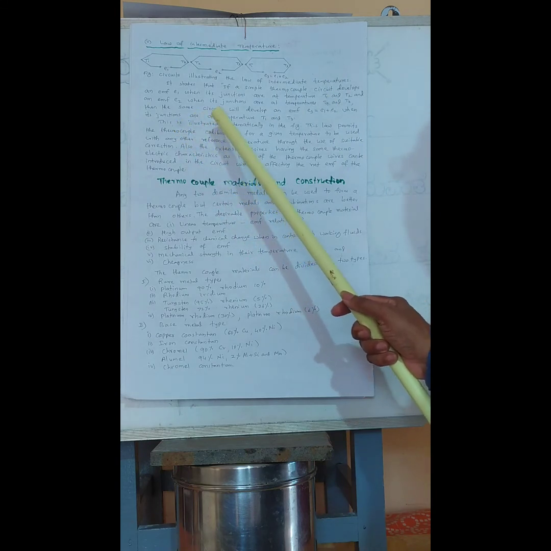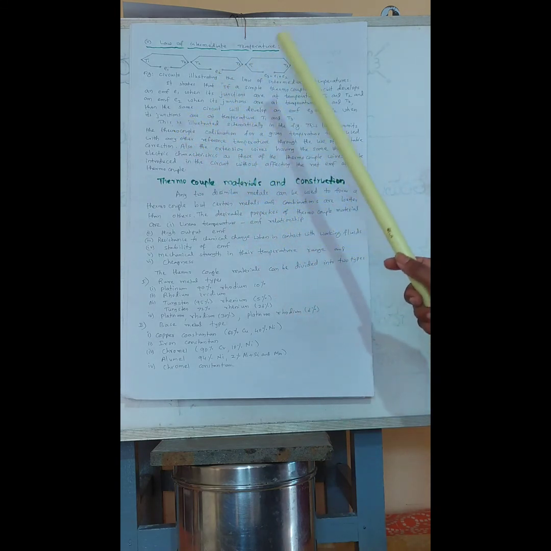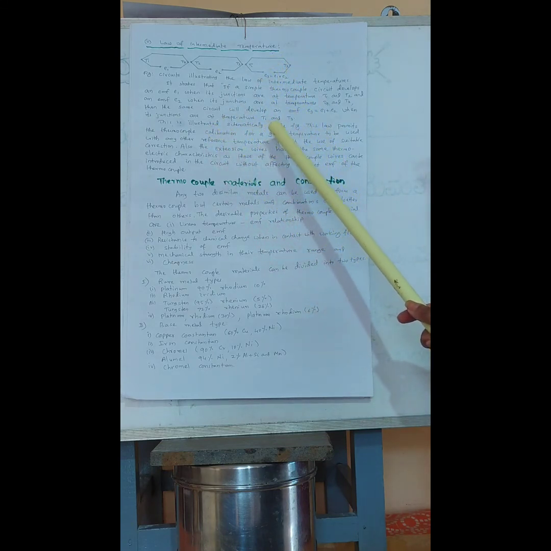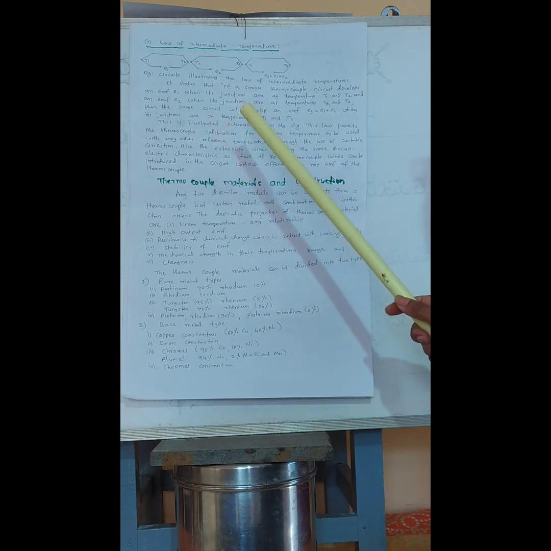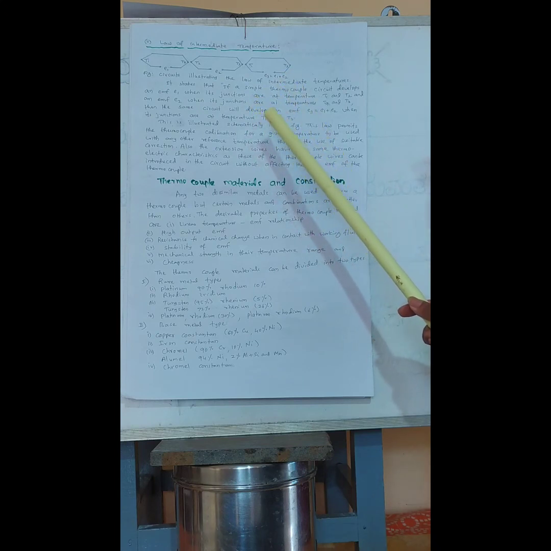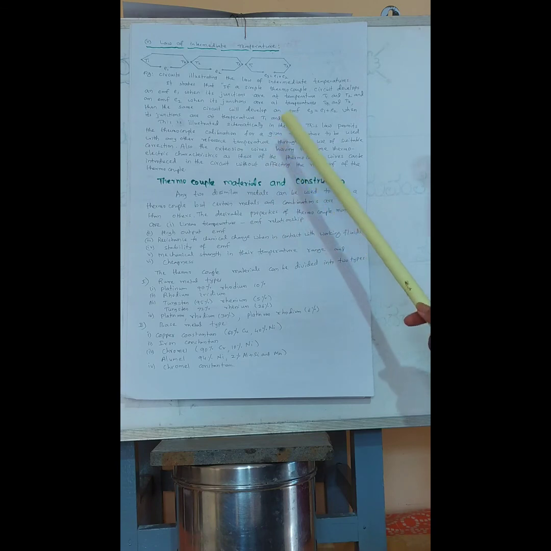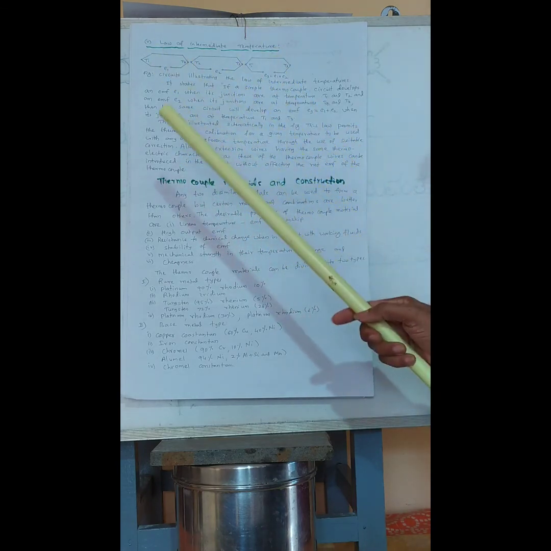This is illustrated schematically in the figure. This law permits the thermocouple calibration for a given temperature to be used with any other reference temperature with the use of suitable correction. Also, an extension wire having the same thermoelectric characteristics as those of the thermocouple wires can be introduced in the circuit without affecting the net EMF of the thermocouple. So these are the two laws of thermocouple.